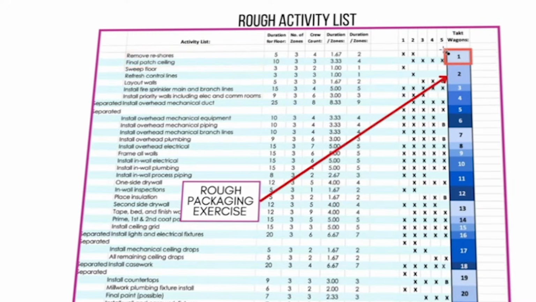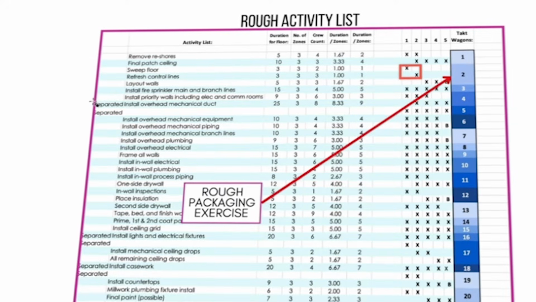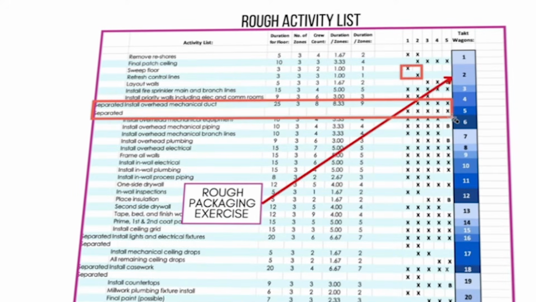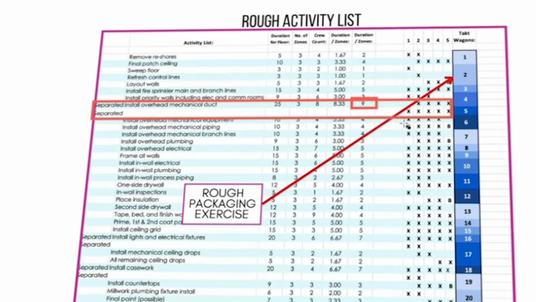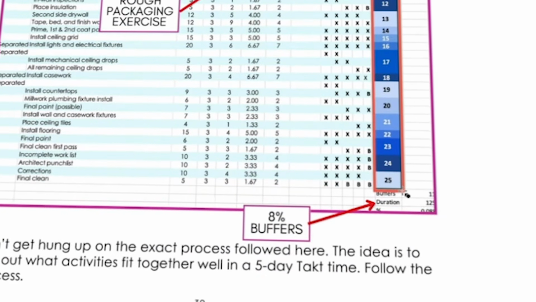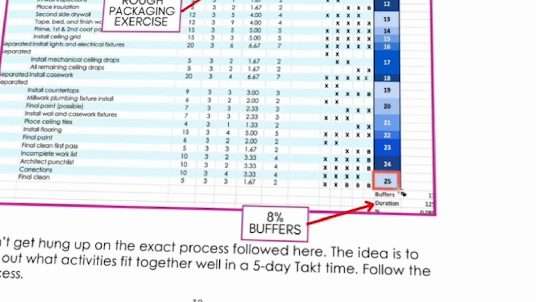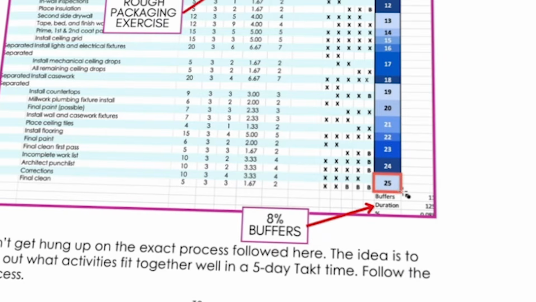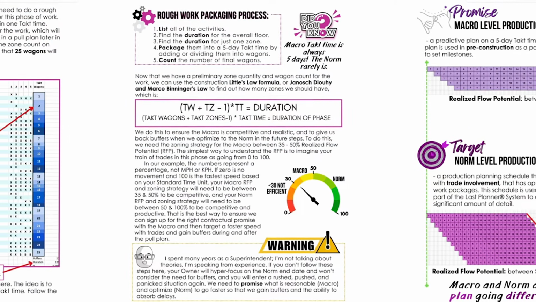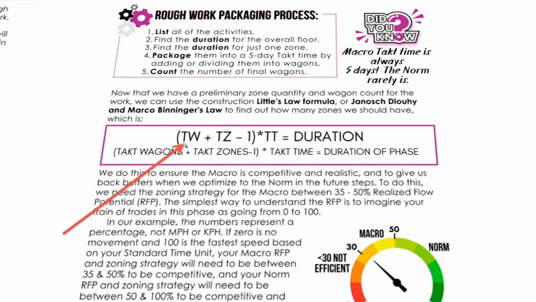Well, by the time I did this, and sometimes it was combining activities together, and sometimes it was separating them into 2, obviously because your duration was 9, I came up with there's 25 5-day takt time takt wagons. And I needed to know this number of 25. And I'll show you why in a minute. Because once we know that number, we're able to use the formula. And the formula over here is pretty telling. And this comes from Marco Biniger and Janos Louis.